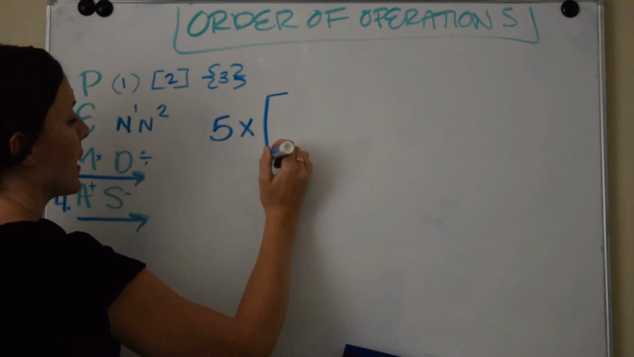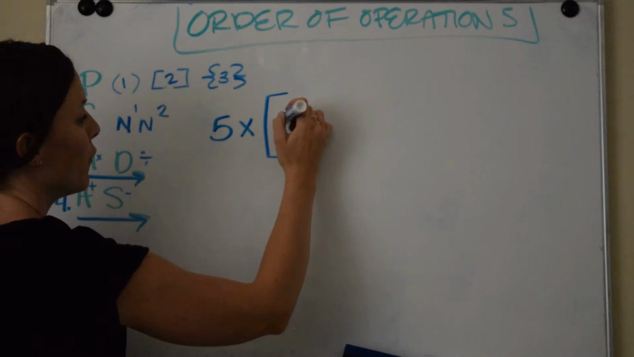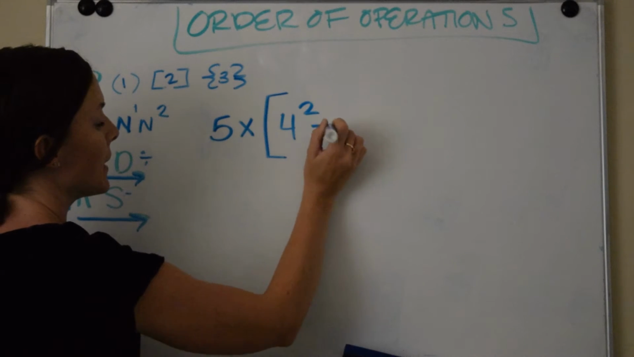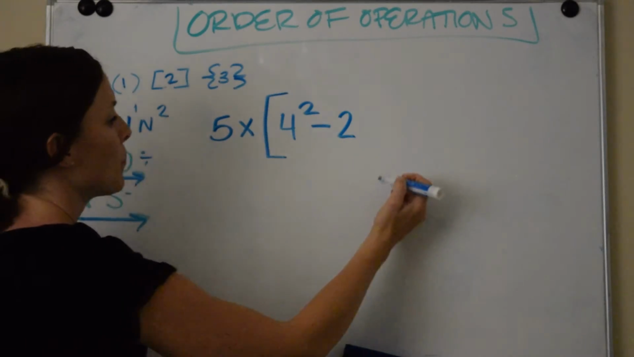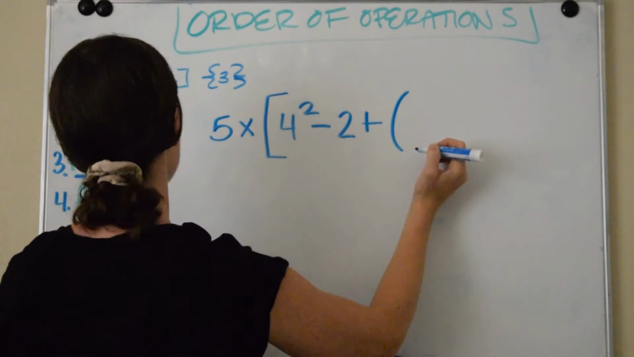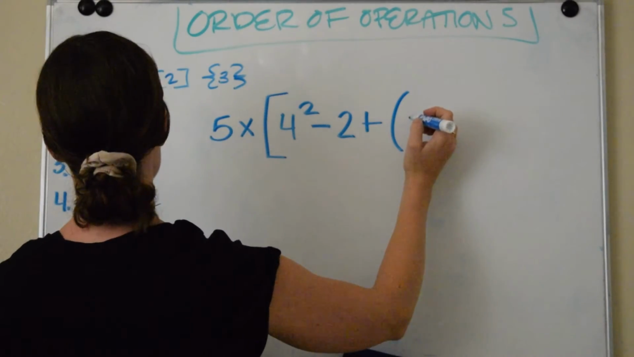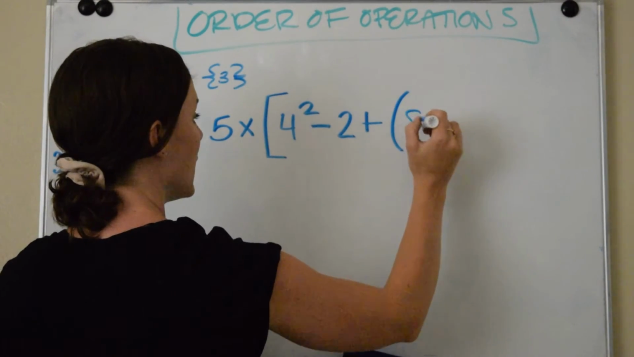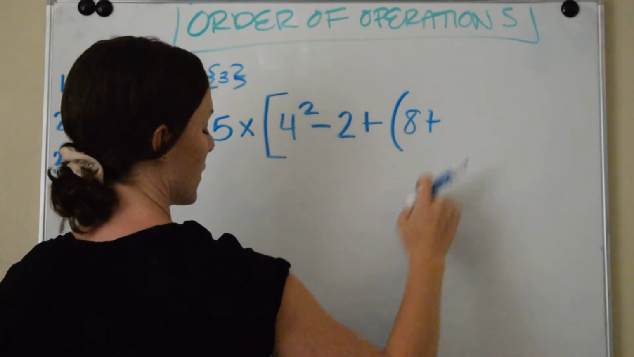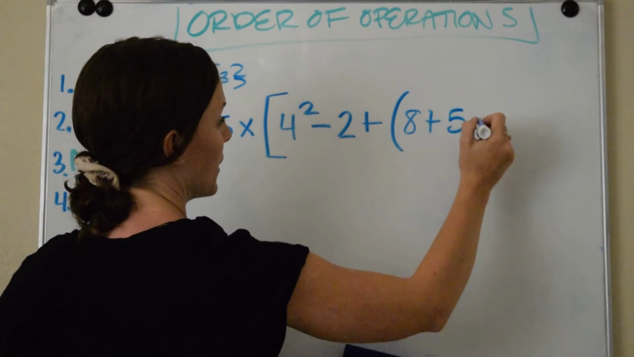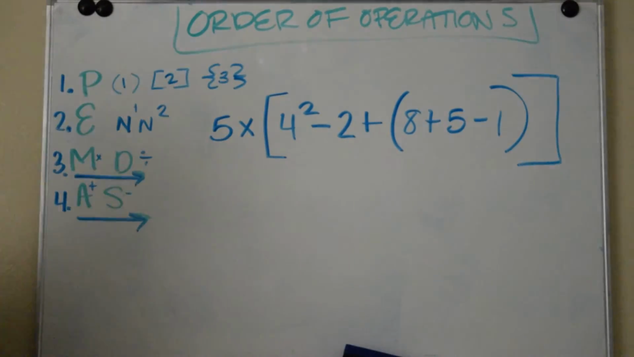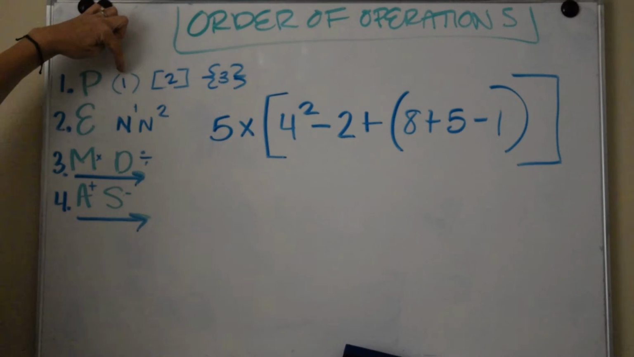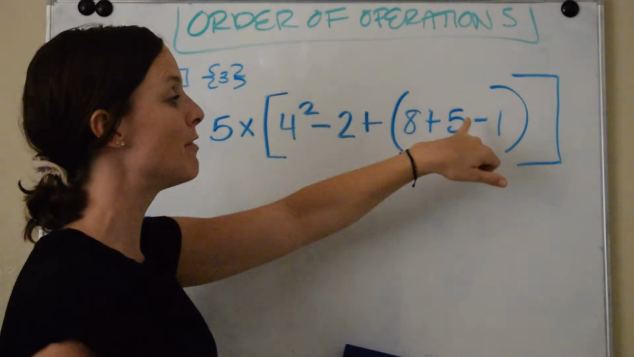Okay, what if I had the brackets, and I had 4 squared minus 2 plus regular parentheses. I'm going to do 8 plus 5 minus 1. Okay, so following order of operations, solve whatever is in the circle parentheses first. I have 8 plus 5 minus 1.